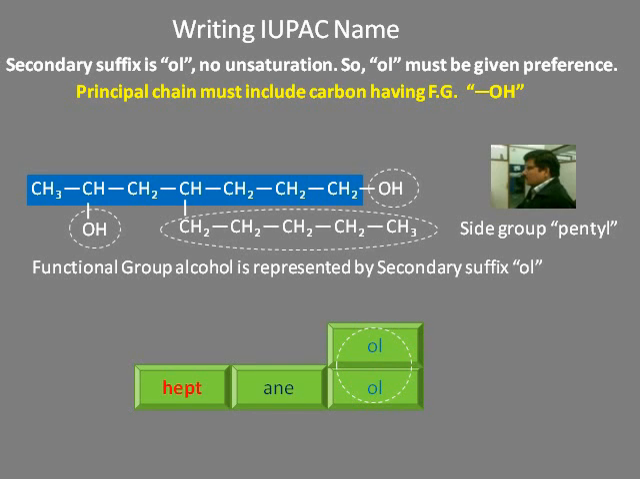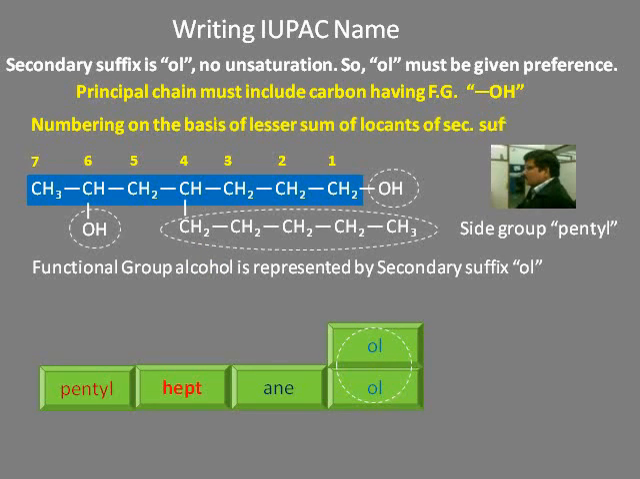Numbering can be done from right side. 1, 2, 3, 4, 5, 6 and 7. This is correct numbering because this will give the least sum of locants of secondary suffix ol, which will be 1 plus 6. If we number the chain from left side, the sum of the locants of ol will be 2 plus 7, which would have been higher. So this is the correct numbering, and we can write the name of the compound.